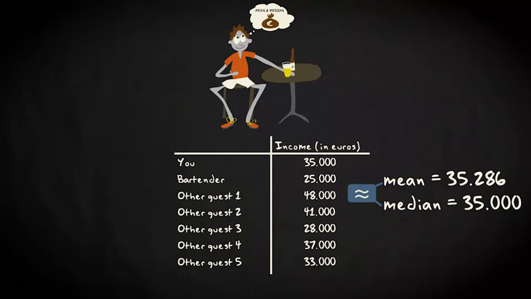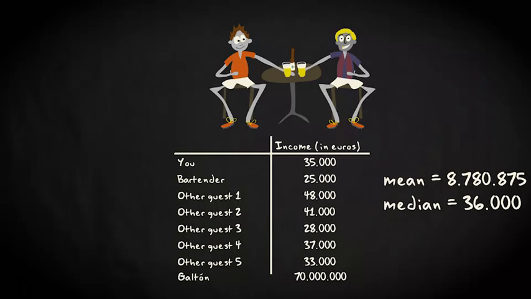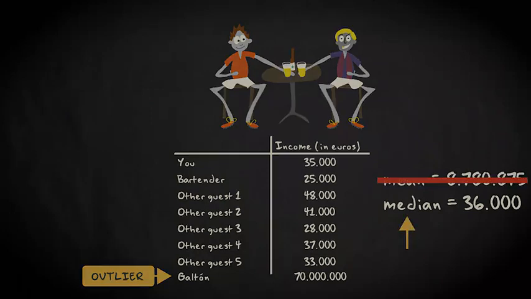But now imagine the famous football player Franco Galton walks into the canteen. Say he gets about 70 million per year. The median increases slightly to 36,000. The mean, however, becomes more than 8 million now. We say that Franco Galton is an outlier in this distribution. He earns much more than all the other people present, and his income exerts a disproportional effect on the mean income. In this case, it might be argued that it makes more sense to compute the median than the mean to describe the center of the distribution.